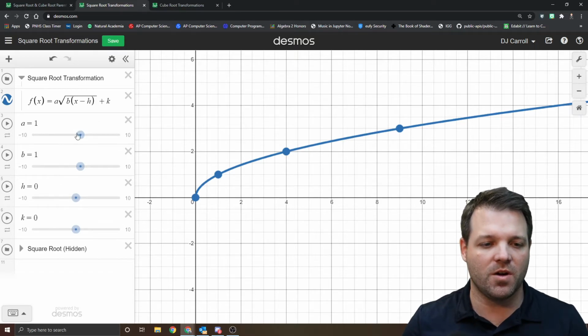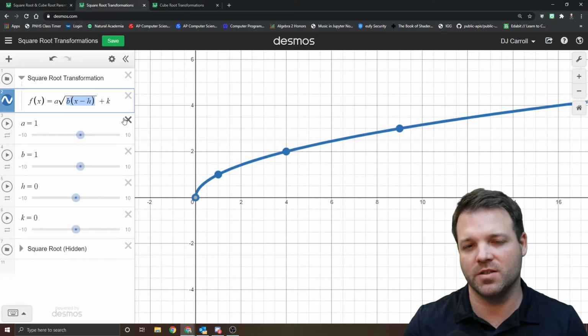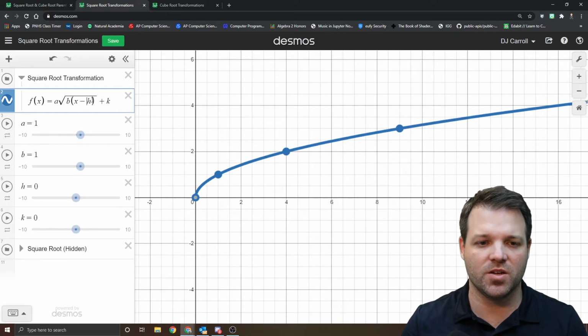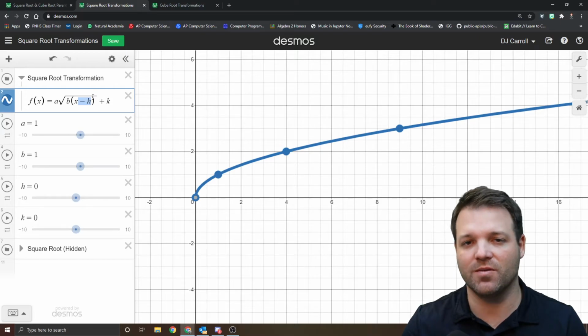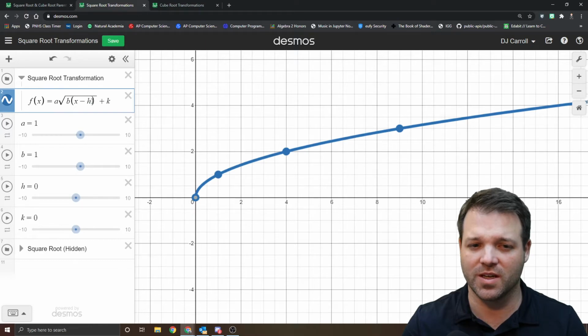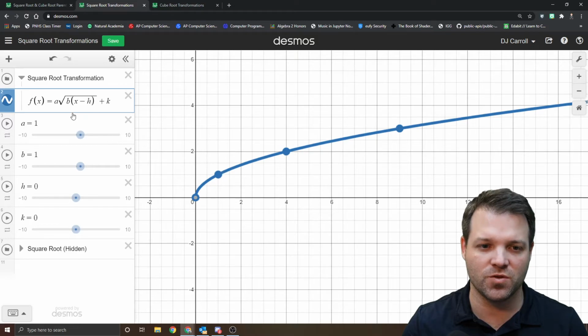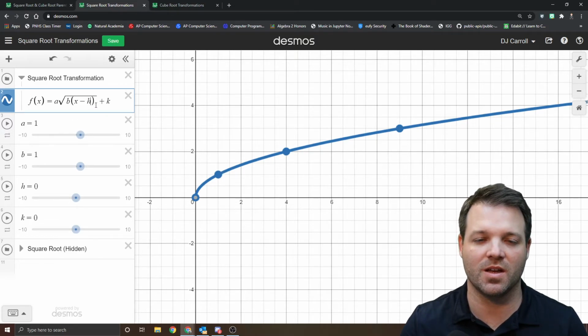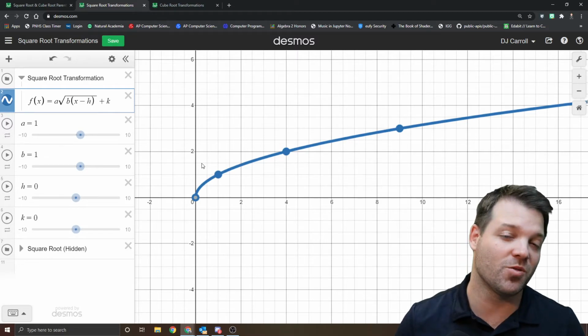Okay, so let's go to the inside. So the insides, the b and the h, are going to affect this graph horizontally. The one that you're really used to is the h, and it's x minus h. So it's always going to be the opposite because of that negative. For example, if h is negative 3, then that becomes x minus negative 3, which is really x plus 3. So if you see x plus 3, then that means h is negative 3, which means it's going to the left 3, okay?